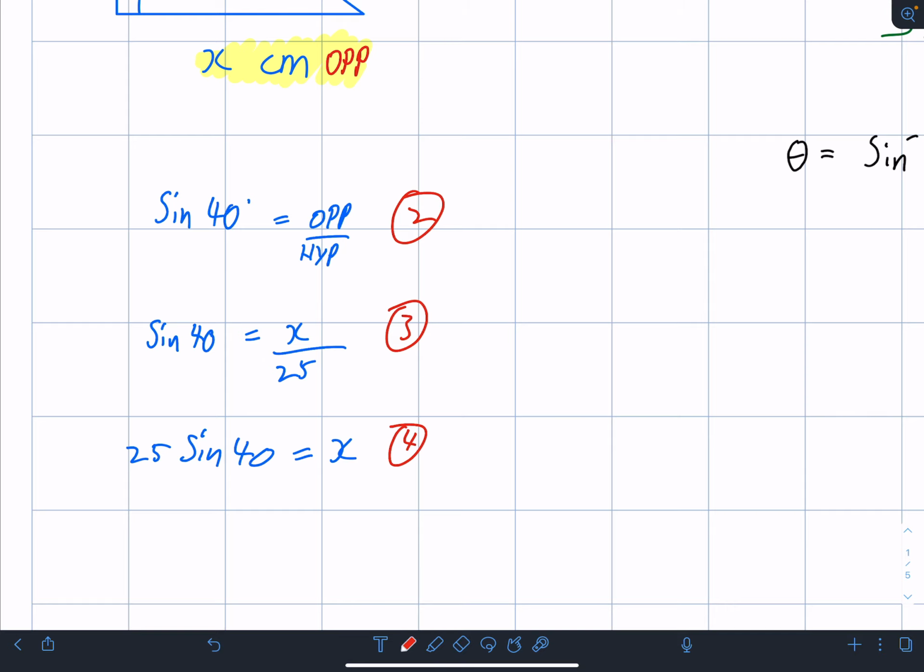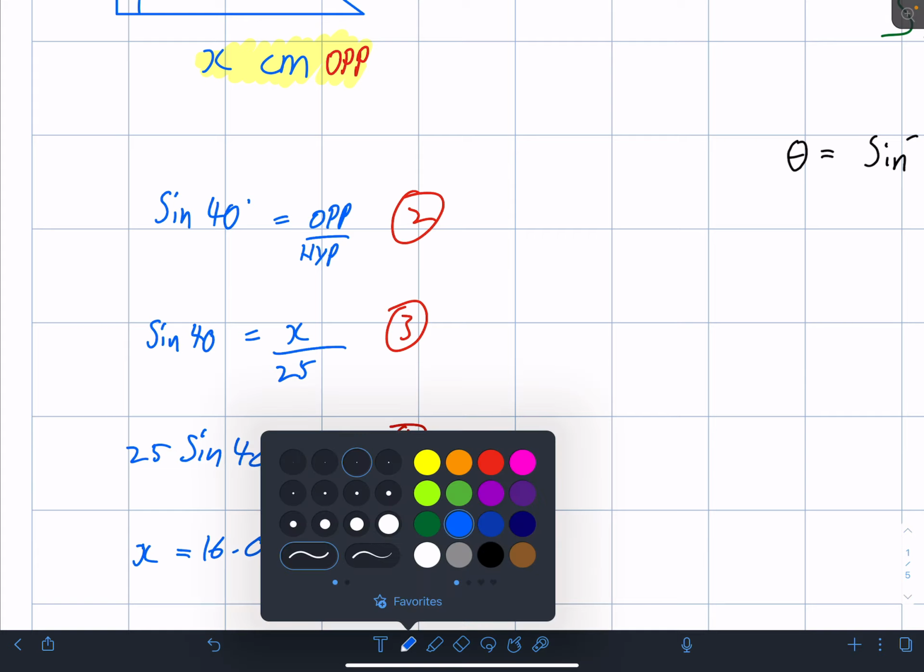And we'll just solve this one quickly. If we put into our calculator 25 sine 40, that becomes 16, x equals 16.07 centimetres. And so that's step 5.